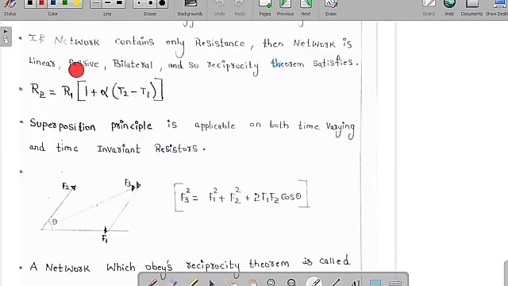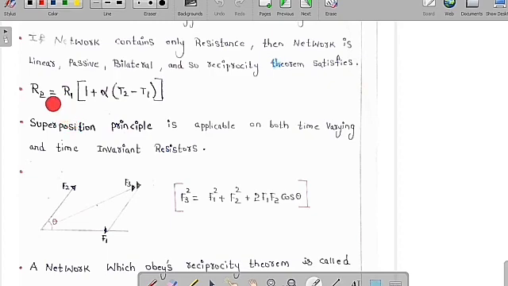If a network contains only resistance, the network is linear, passive and bilateral, so the reciprocity theorem is satisfied. I've already told you, if a network has only resistances, these are linear elements and also passive elements, and the bilateral property is also satisfied. So we can say the reciprocity theorem is going to be satisfied.